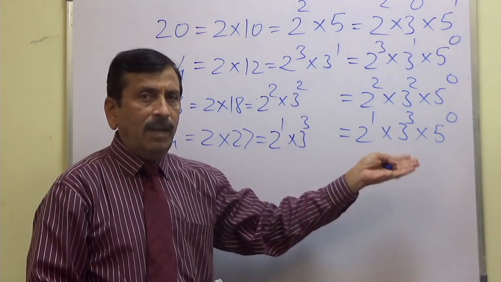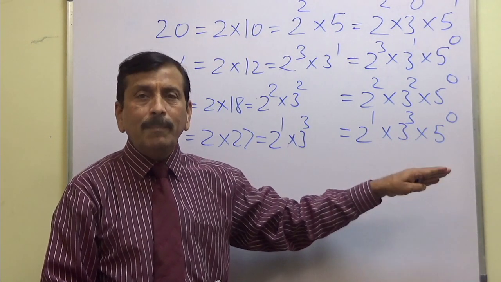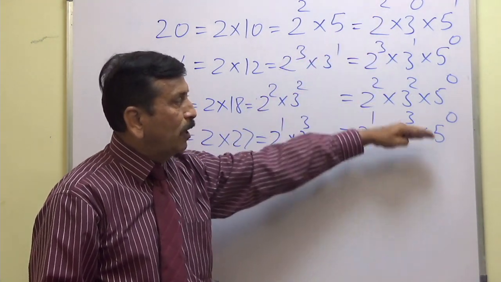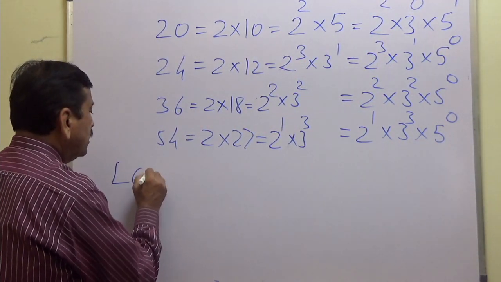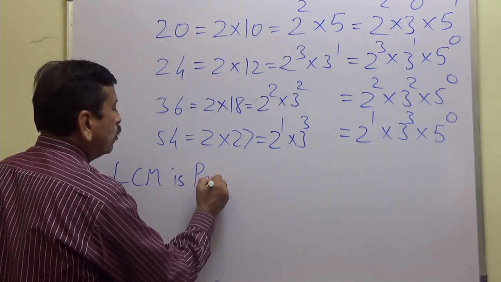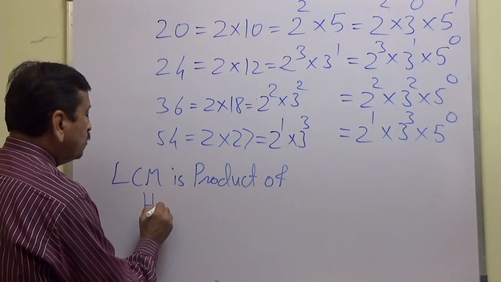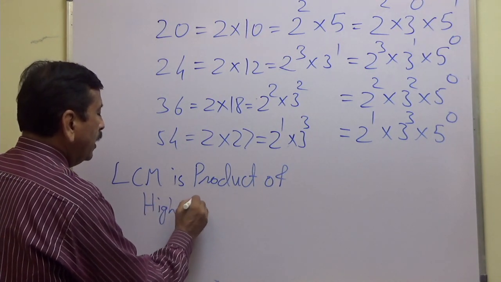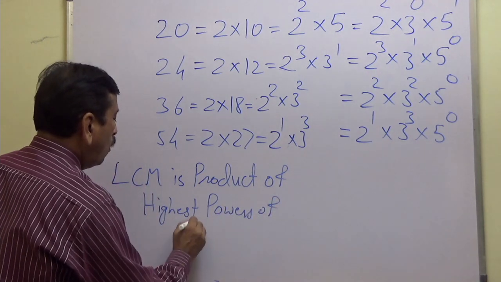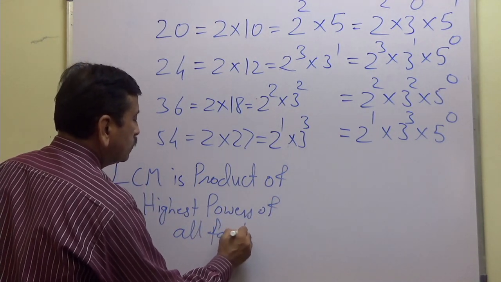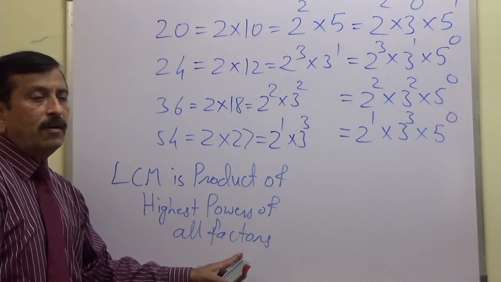If they are there, we put them. If they are not there, we put them raised to 0 and make them appear and nullify. So we get this particular structure. Now LCM is the product of highest powers of all factors.